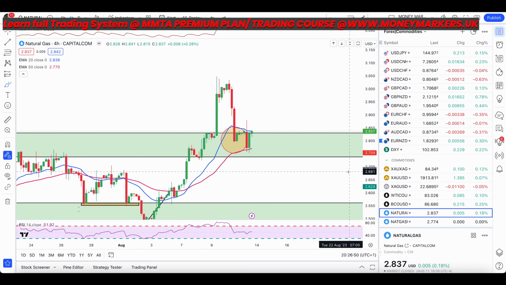So let's see how it opens. If it opens gap up, then we will see accordingly how we will enter. I'll wait for the pullback. If the price opens gap down, then in that case the position will become invalid. So that is what I'm looking at for NatGas.